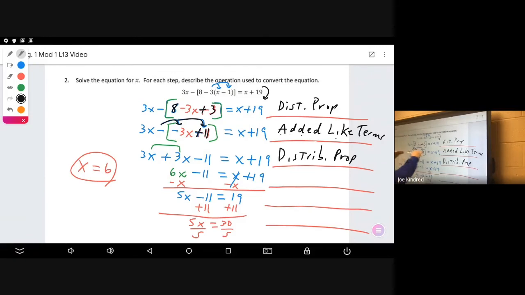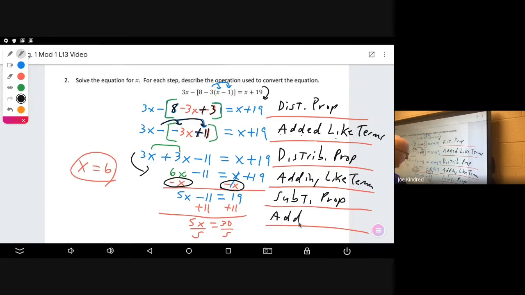And going from this step to this step, well, it looks like we're adding like terms again. Adding like terms. And then finally, it looks like we are using the subtraction property right here. So we're using the subtraction property of equality. And then the addition property of equality. And then the division property.